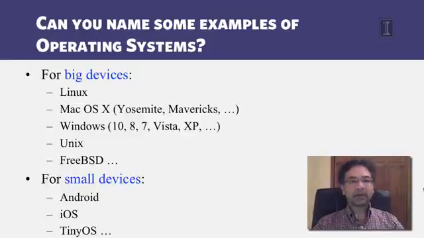Some OSs for big devices include Linux, Mac OS X, of course there are many different versions of it, Windows, again with many different versions, and Unix and FreeBSD. There are many examples of OSs for large devices which I'm not listing here. For small devices like handhelds and tablets, you have operating systems like Android from Google, iOS from Apple, TinyOS, which runs on small sensor nodes, which you'll see later on in this course, and of course many other small operating systems that I'm not naming here.